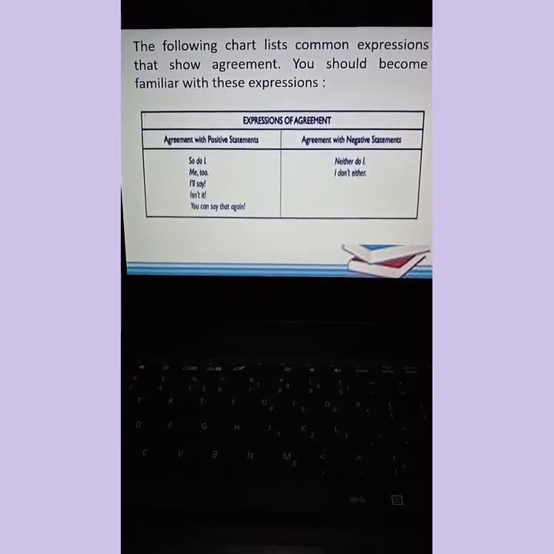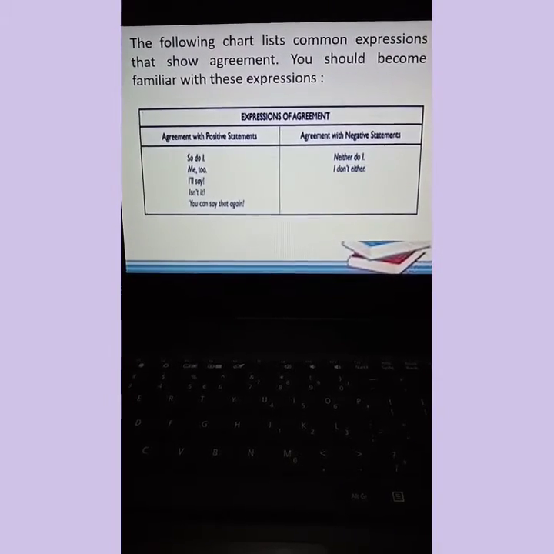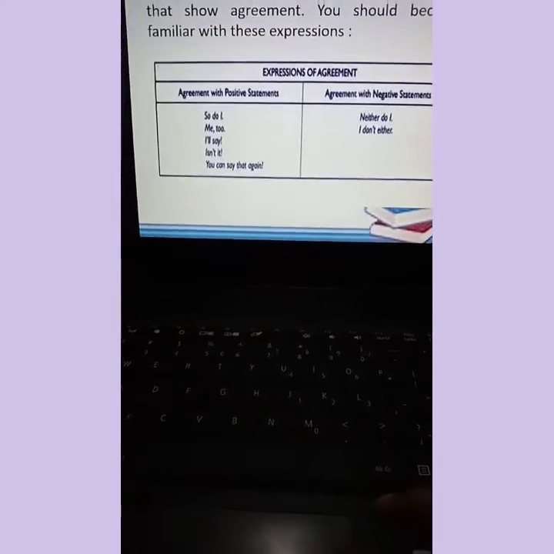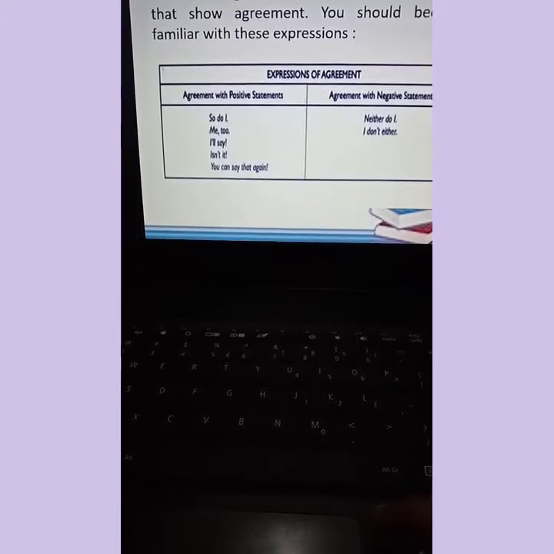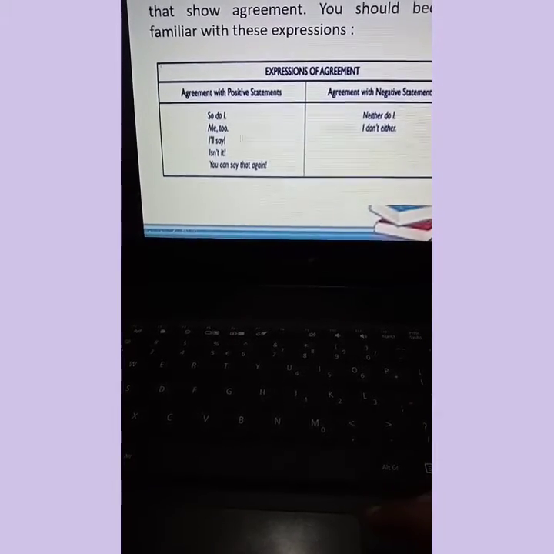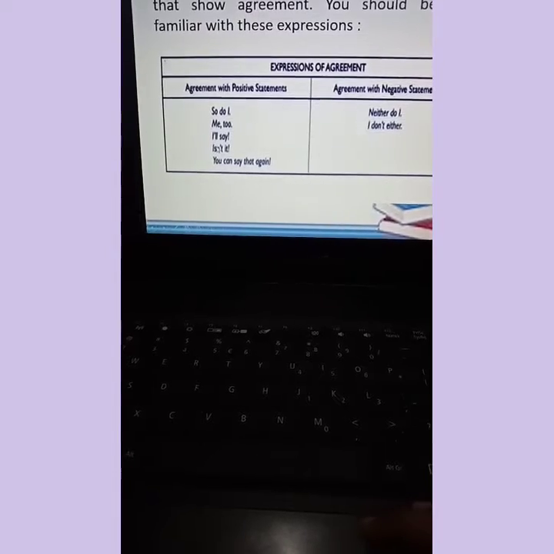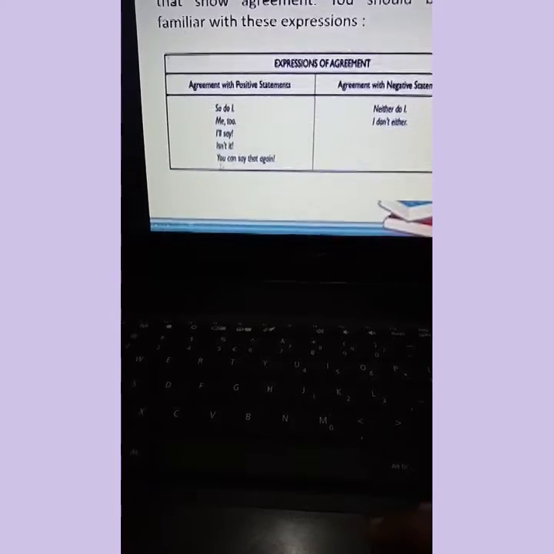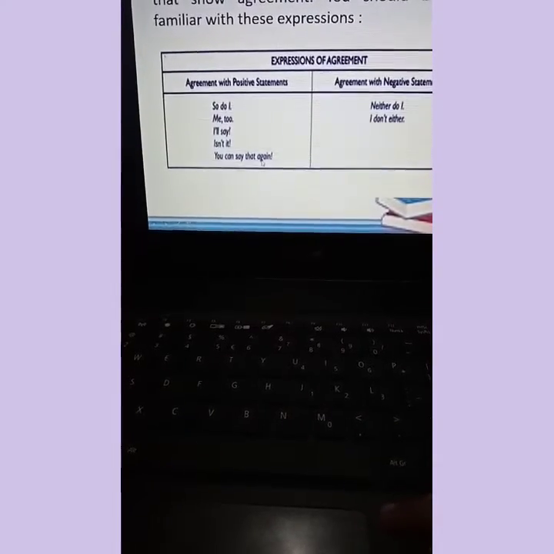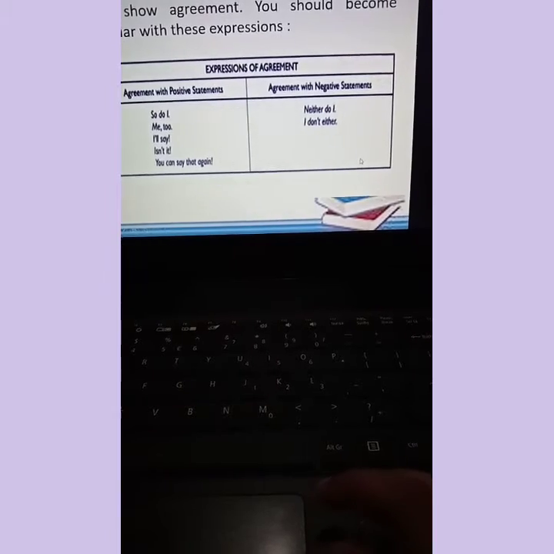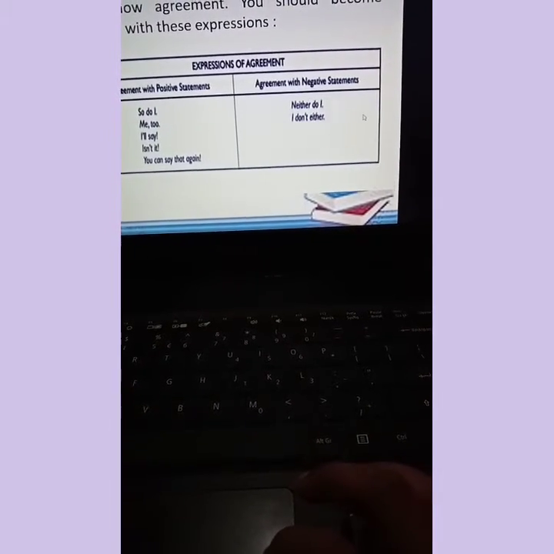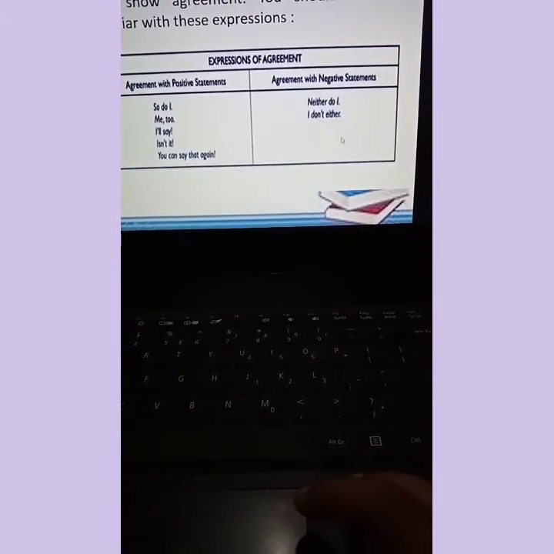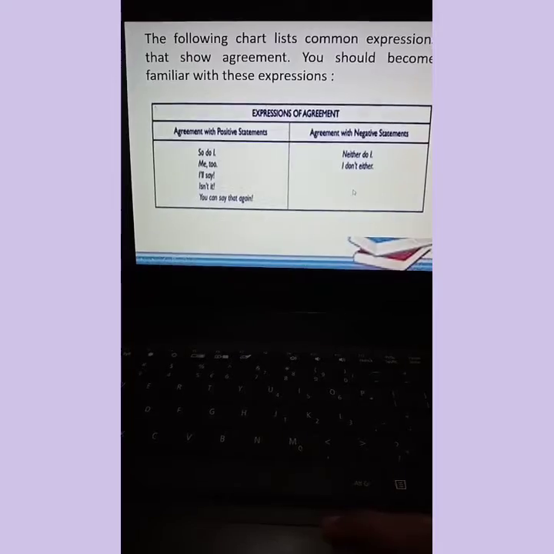This is the chart list of expressions of agreement. First, agreement with a positive statement: So do I, me too, I'll say, and You can say that again. And agreement with a negative statement: Neither do I, I don't either.